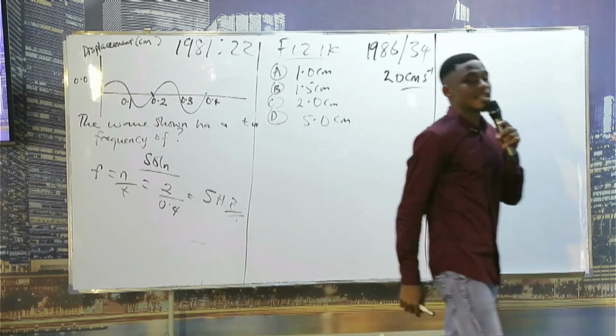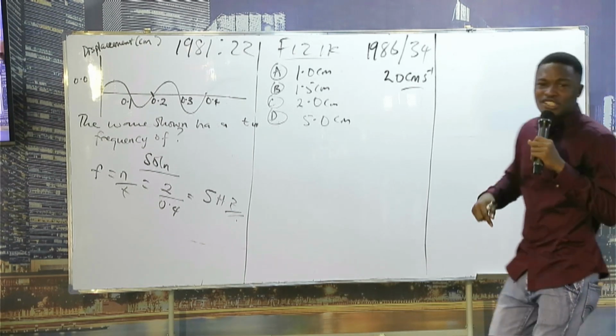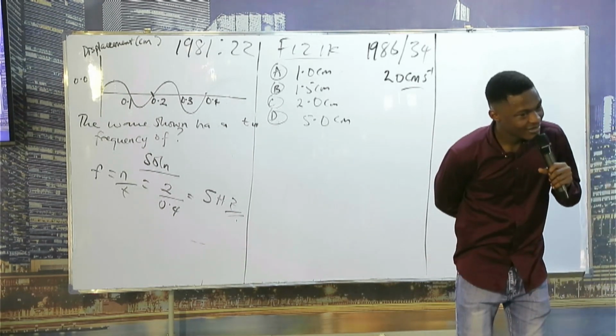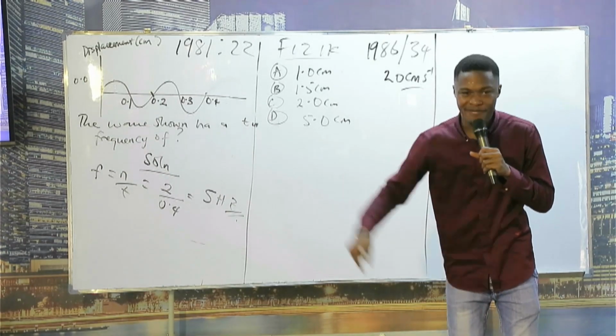Class, what did they tell us? What are we looking for? Distance between adjacent nodes. Now, that is big English, but I will explain it. Class, whenever you see anything similar to that, first of all, get the wavelength. In that question, do we know the velocity? Do we know the frequency? Can we find the wavelength?